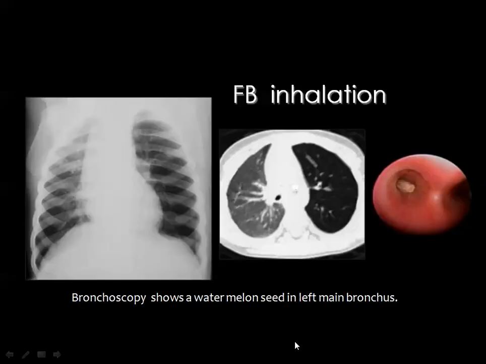Sometimes you can see the foreign body, sometimes you cannot see it even by CT scan. And this is a case of foreign body inhalation in the left main bronchus with air trapping as seen in the chest X-ray as well as in the CT scan. You see that the lung is hypertranslucent with scanty vascular markings. And if you look carefully here, you can see that this bronchus is patent, containing air, but the bronchus on the left side is occluded by the foreign body, which is detected by the endoscope.